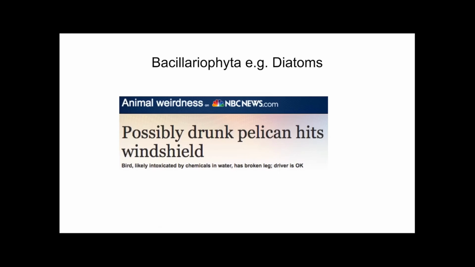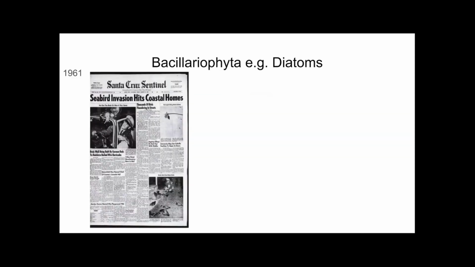And this happens whenever you have a red tide. You'll have a lot of different wildlife acting kind of strange because that domoic acid affects the behavior and the neurological system of vertebrates. Here in 1961, you can see in the Santa Cruz Sentinel there's a big one-pager talking about the seabird invasion, where a bunch of seabirds came in and started hitting homes and running into things. Well, all those seabirds were suffering from domoic acid, produced from diatoms like Pseudonitzschia.